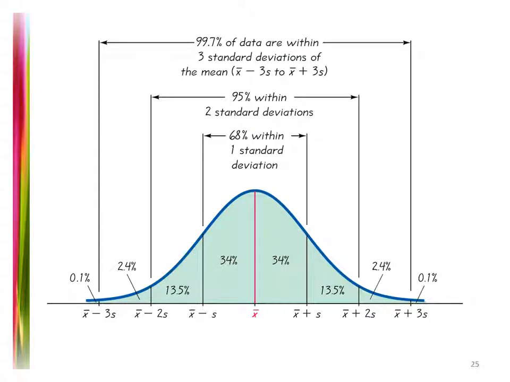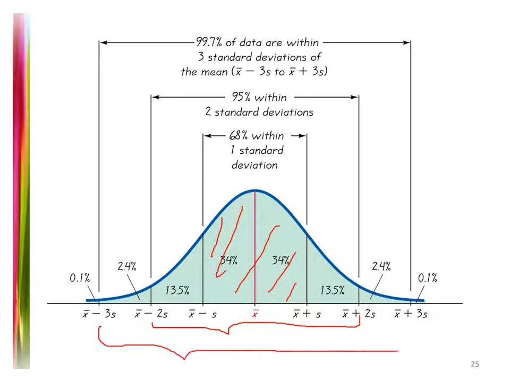So this is the picture diagram. 68% of the data fall within one standard deviation, 95% of the data within two standard deviations, and 99.7% of the data within three standard deviations. Here it is important that your distribution must be bell-shaped or symmetric.